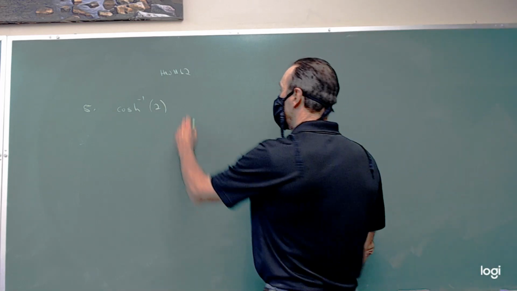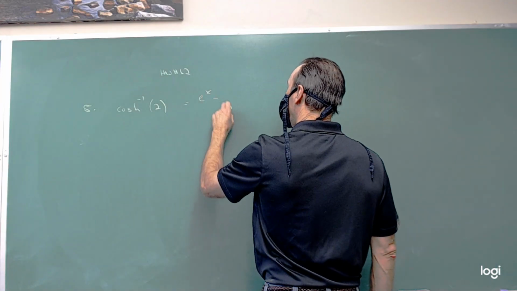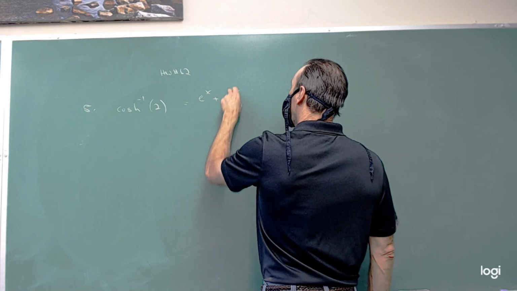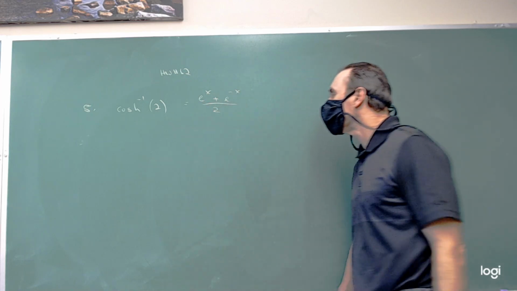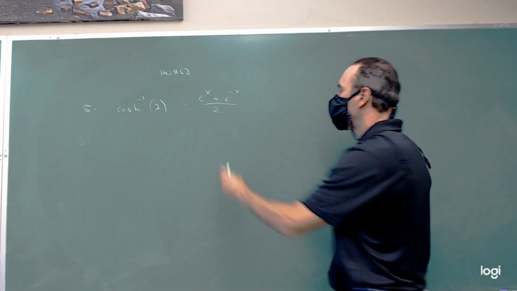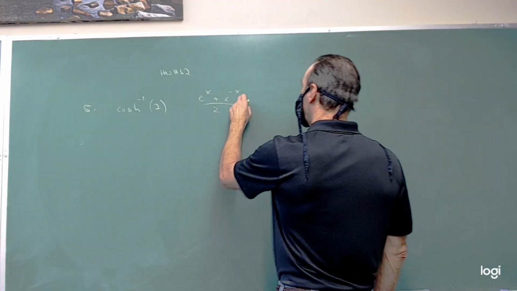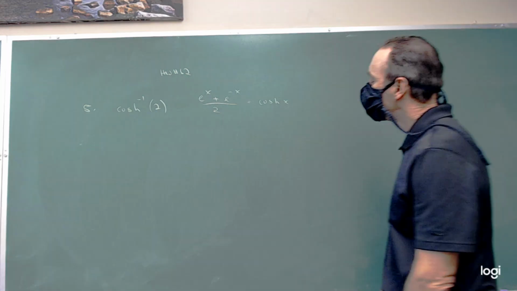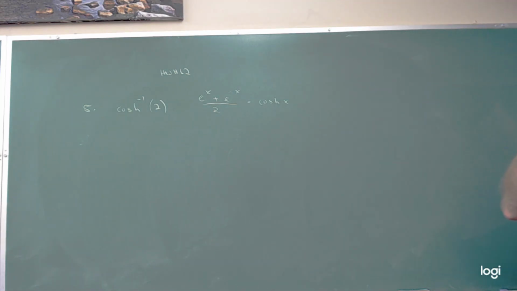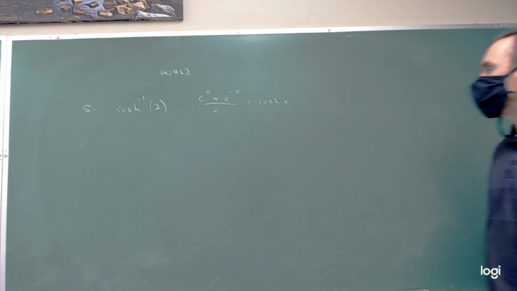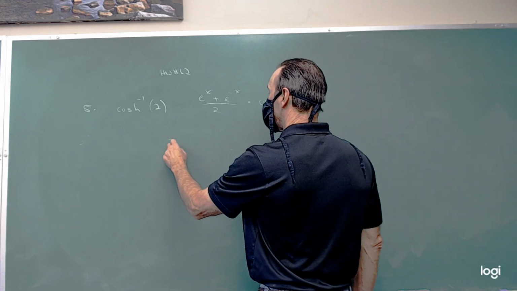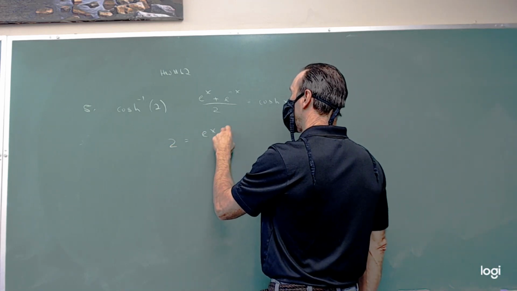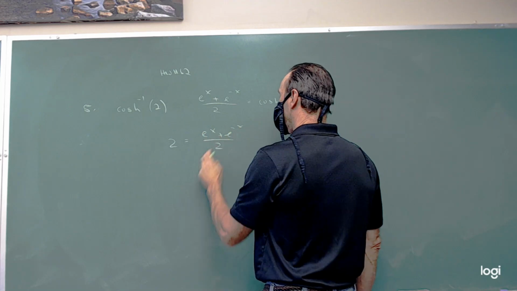That's a tough one there. I don't know. We know the hyperbolic cosine is that, right? Wait, this is not equal. This is the hyperbolic cosine of x, right? So I believe what we want to do is set 2 equal to that. Does that sound right? And try to solve that.